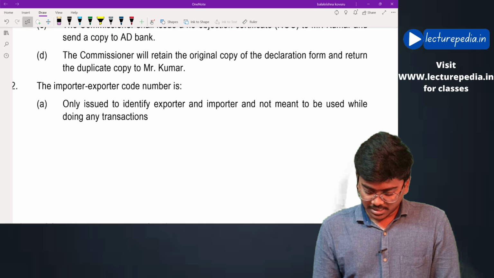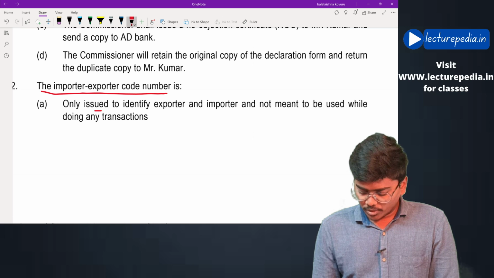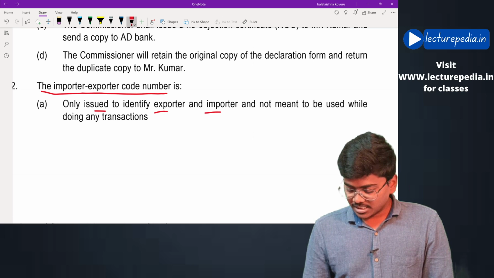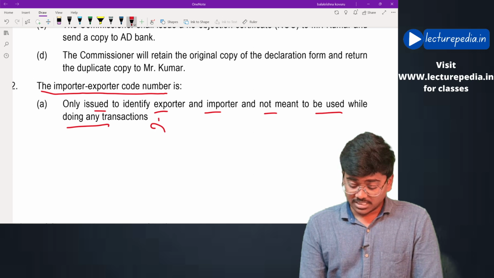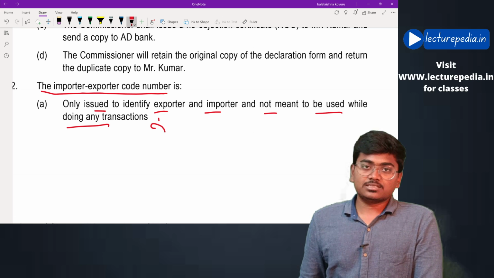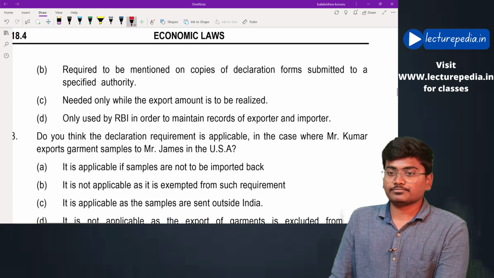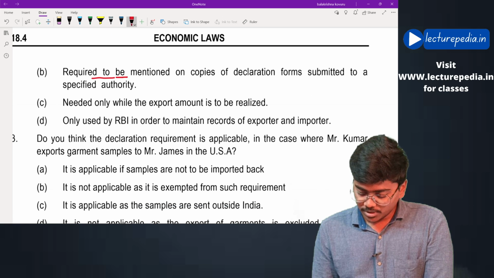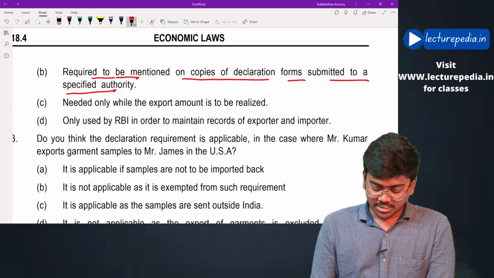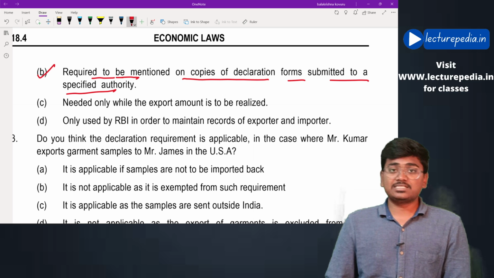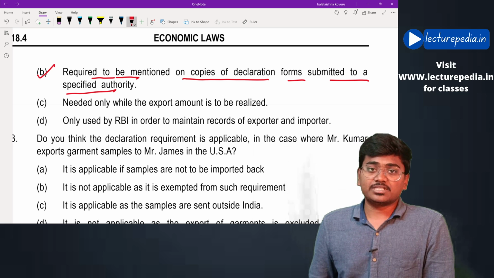Next, the importer exporter code number is only issued to identify the exporter and importer and not meant to be used while doing any transaction. No, it has to be disclosed in the declarations that the exporter gives to the Commissioner or to any authority. Required to be mentioned on copies of declaration forms submitted to a specified authority. Option B would be the correct answer. The IEC code has to be mentioned on the declarations that the exporter furnishes with authorities.